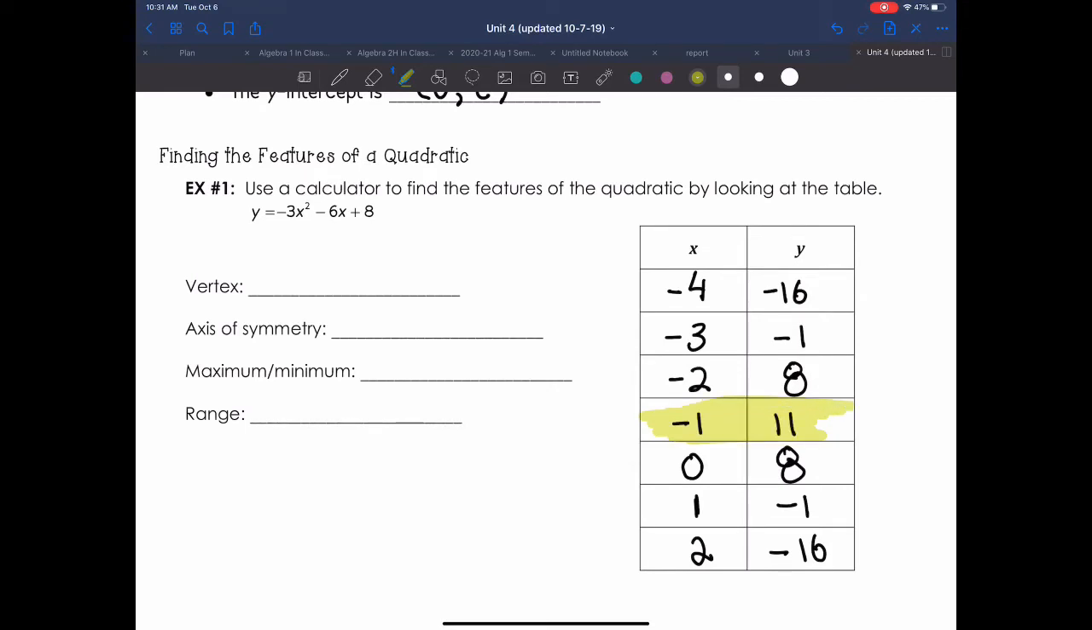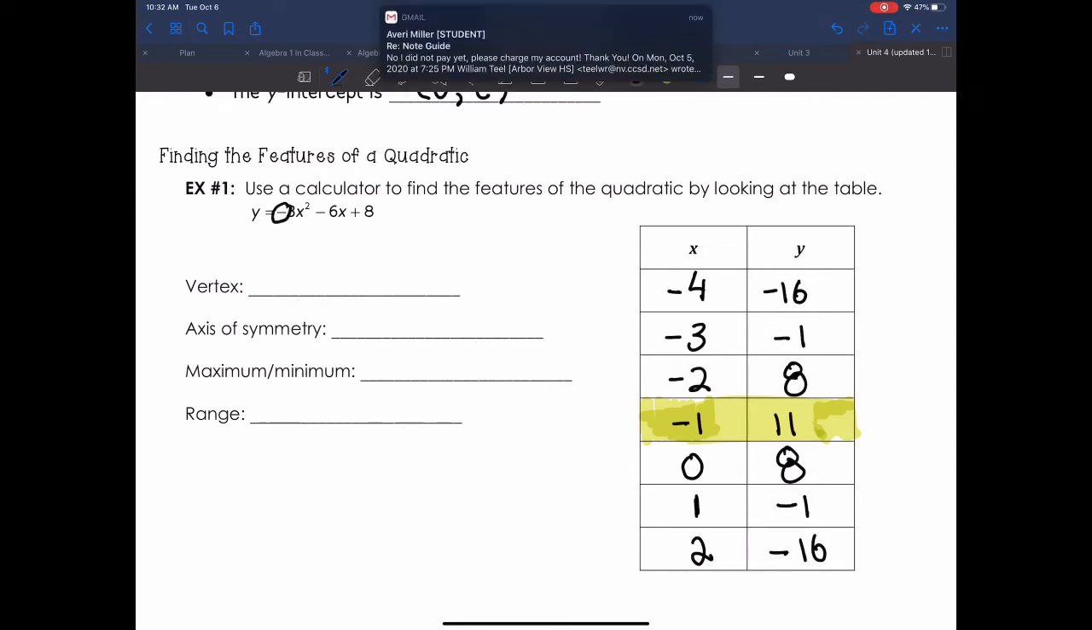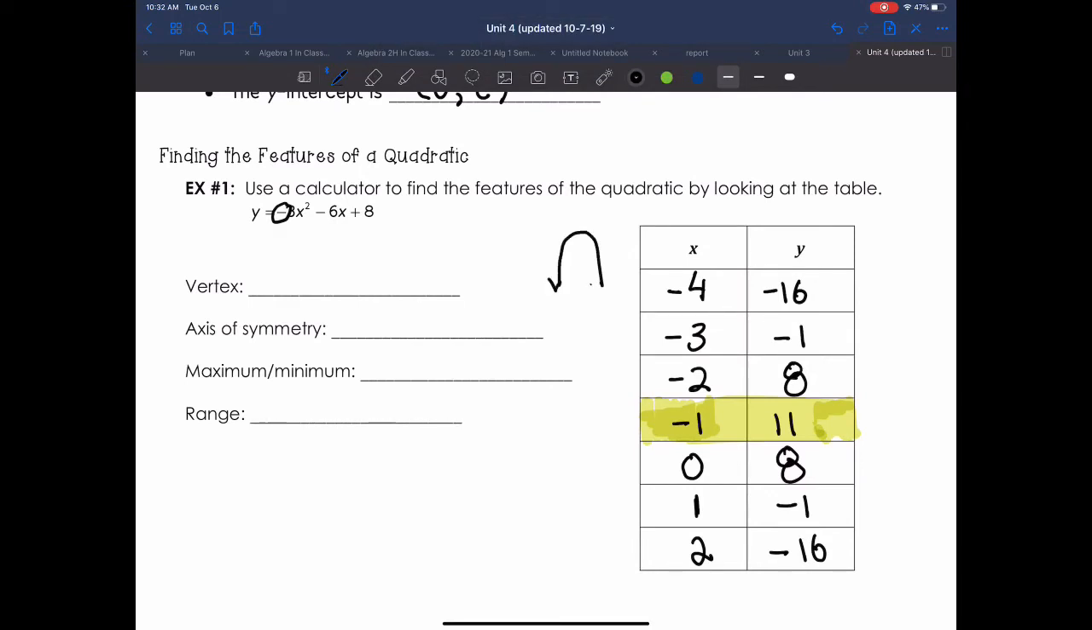That is the point on our graph that represents the vertex, okay? Because if we remember what a parabola looks like, a parabola is a graph that looks something like this. So I know that this right here is negative. So that means that I'm going to have a downward facing parabola. So what this is telling me right here is that my vertex is right here in the center.